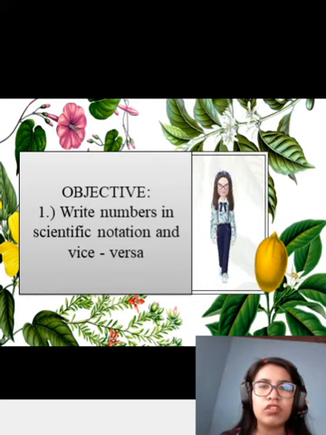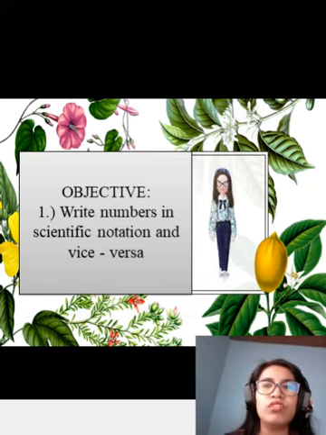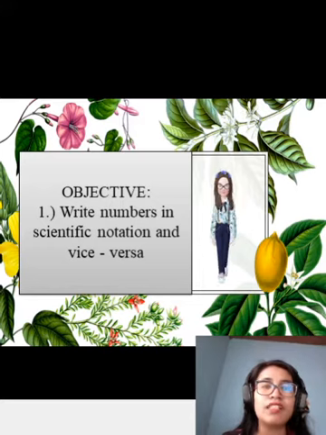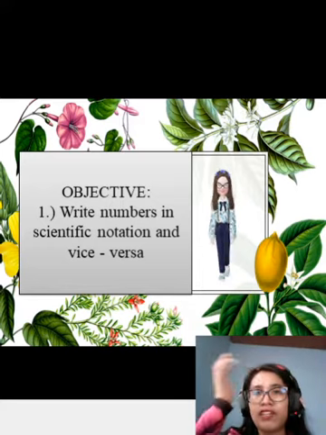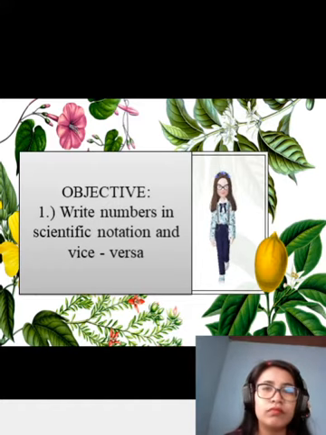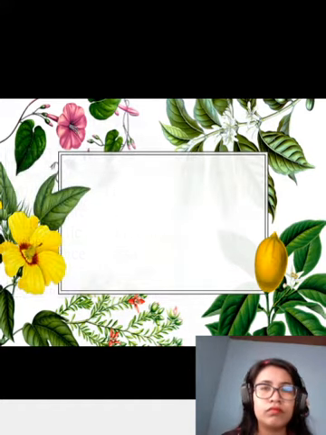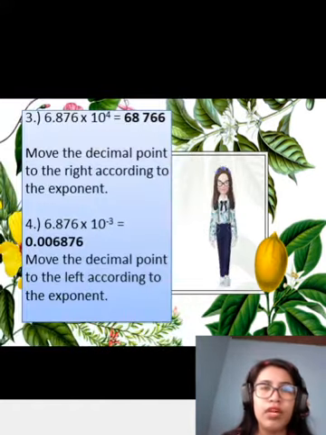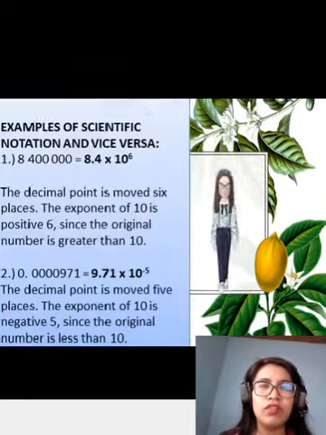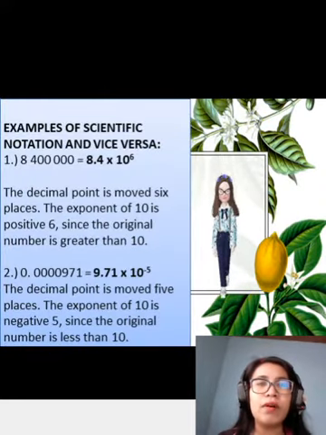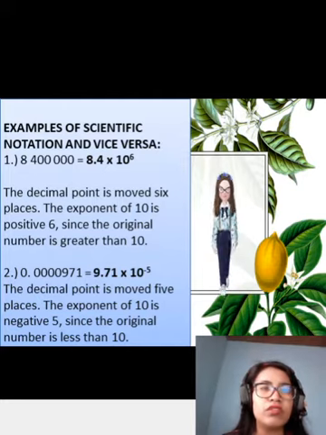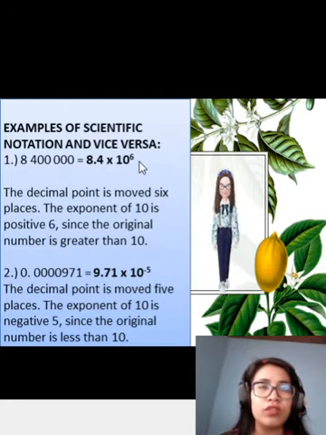Okay, here is the continuation of our morning session. For the afternoon session, we only have one objective, and it is to write numbers in scientific notation and vice versa. We have here examples of those. Okay, let us start from the vice versa, or to convert it into scientific notation.